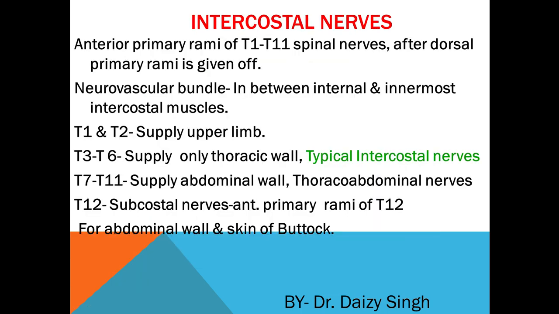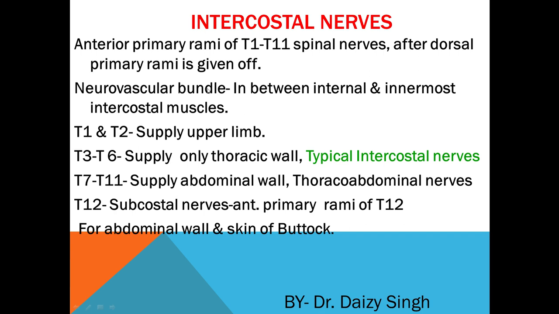Now we come to intercostal nerves. Intercostal nerves are the nerves which are present in between the intercostal spaces, and these are the anterior primary rami. Anterior primary rami means division of T1 to T11 spinal nerves. These are the nerves of the anterior primary rami of T1 to T11 after the dorsal primary rami is given off. And the term neurovascular bundle means nerve, artery, vein, and this bundle lies in between the internal and the innermost intercostal muscles.